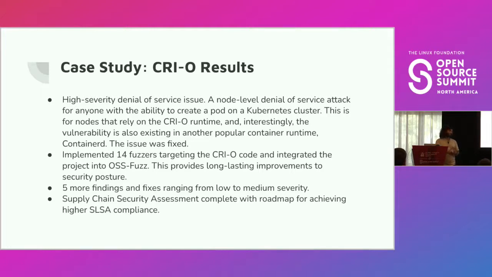Another thing that came as a result of this engagement was the implementation of 14 new fuzzers targeting the CRI-O code and also integrating the project into OSS-Fuzz. And this is important because it gives the project tools and improves their tooling to maintain and sustain their security posture over time.